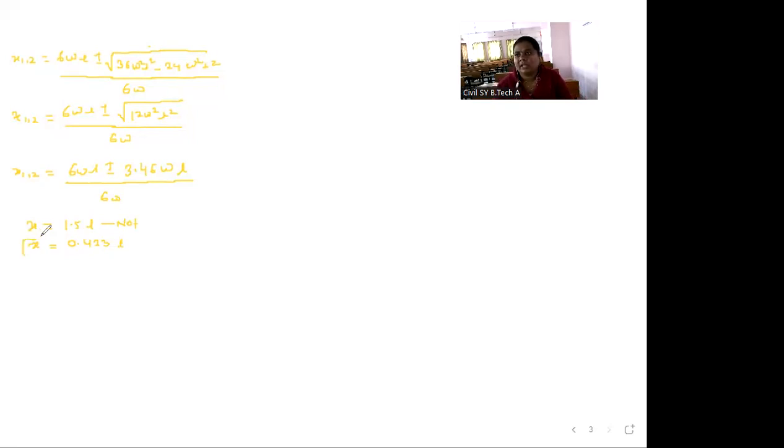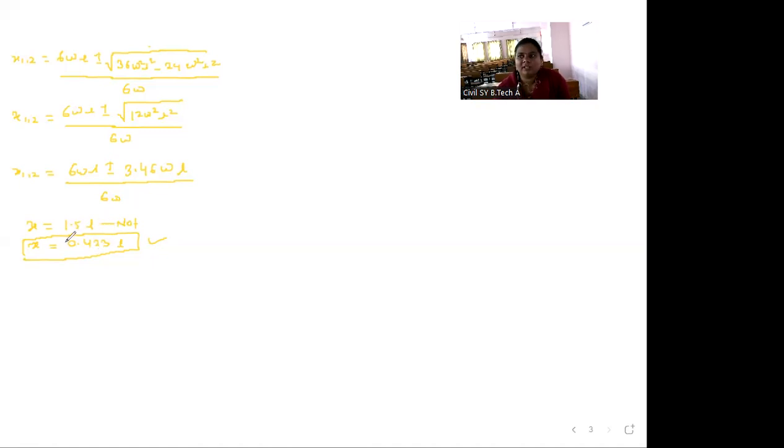So this X, which is equal to 0.423 L, is correct. This is the distance from A point. Okay, we will convert from B point for calculation. So at this point shear force is 0. So X, which is equal to 0.423 L from A point, at this point shear force is 0.